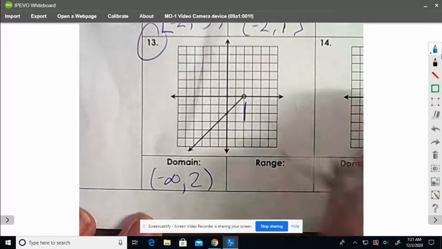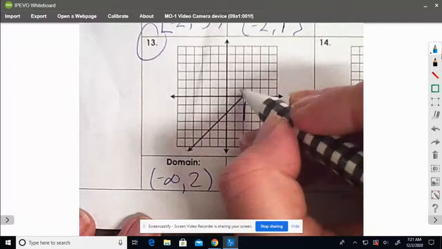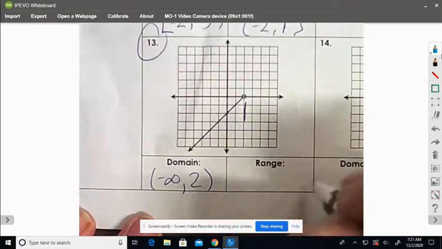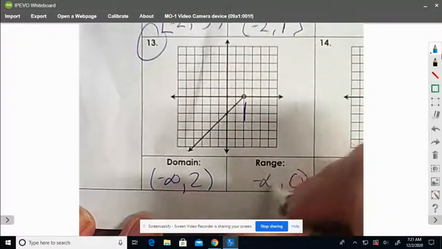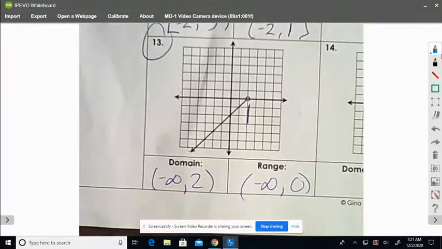My range does something very similar. This is the highest it goes up here at this open circle, and that's at y equals 0. And then it goes infinitely down, so my lowest would be negative infinity.